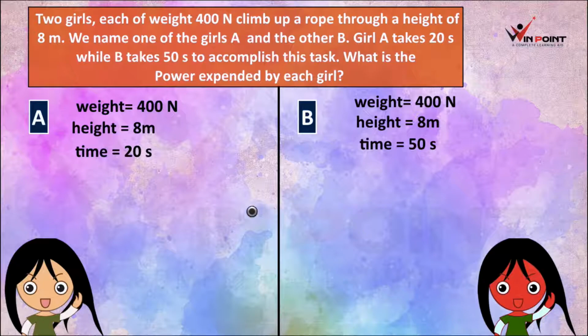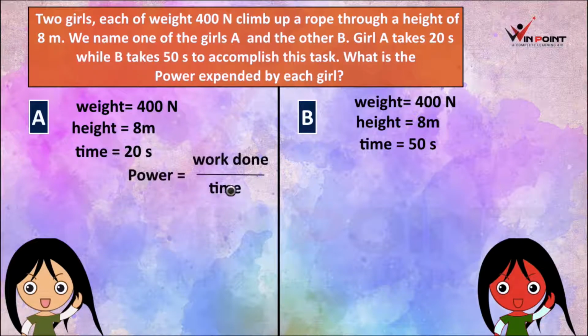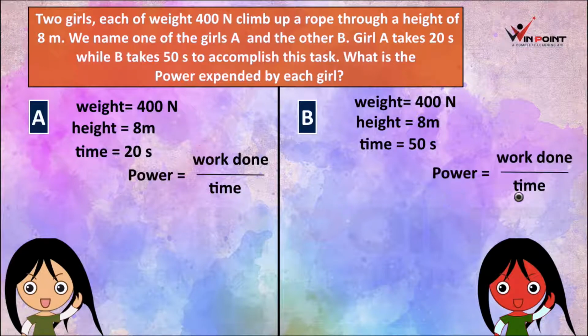Now what is the equation for power? Power P equal to work done by time. Here also the same equation we need to write. Power equal to work done by time. The two girls are climbing to a height. When an object is at a height, there will be potential energy. Potential energy is the energy of an object because of its position. When these two girls are climbing up, there will be potential energy. Instead of work done, we can find potential energy.